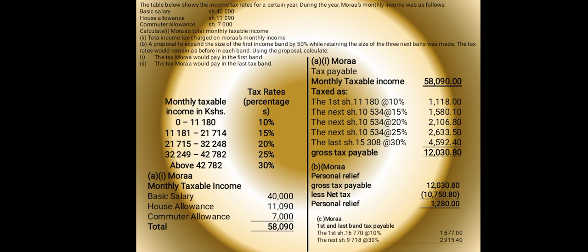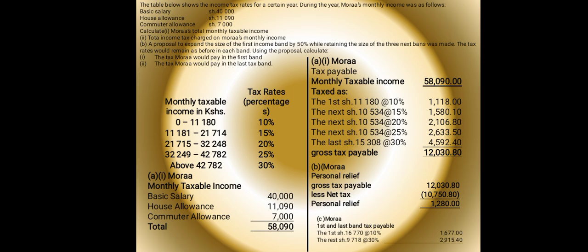The table below shows the income tax rates for a certain year. During the year, Mora's monthly income was as follows: basic salary, house allowance, commuter allowance. Calculate one, Mora's total monthly taxable income. Two, the total income tax charged on Mora's monthly income.